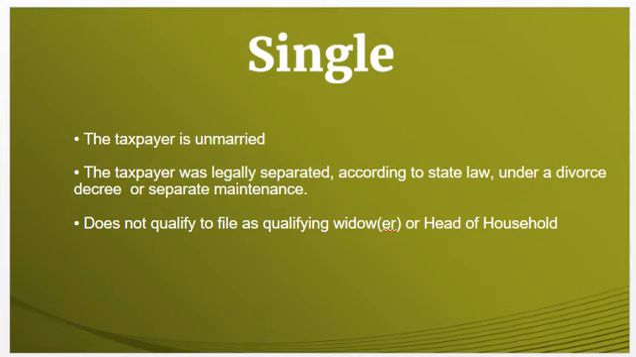So let's talk about these 5 filing statuses. The first one we have is single. This is the absolute last filing status you would choose. You would choose a different one if anything better applied. But if we have a taxpayer who is unmarried, or a taxpayer who's legally separated according to state law under a divorce decree or separate maintenance, and a taxpayer who does not qualify as a qualifying widower or head of household, then they would have to file as single. And so single is the default for if you don't qualify to file any other way.